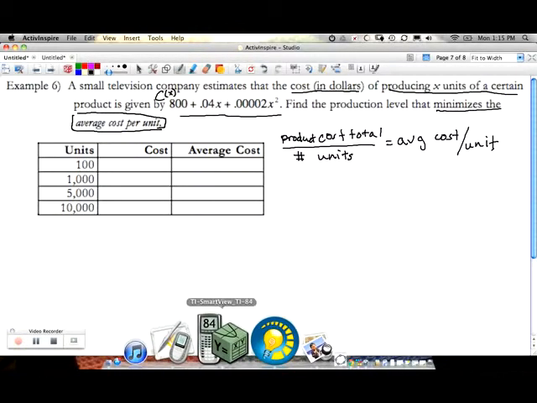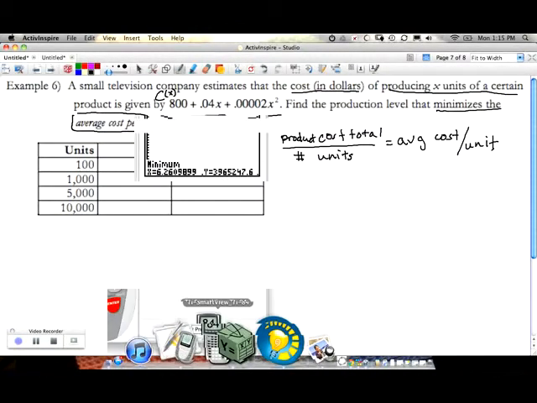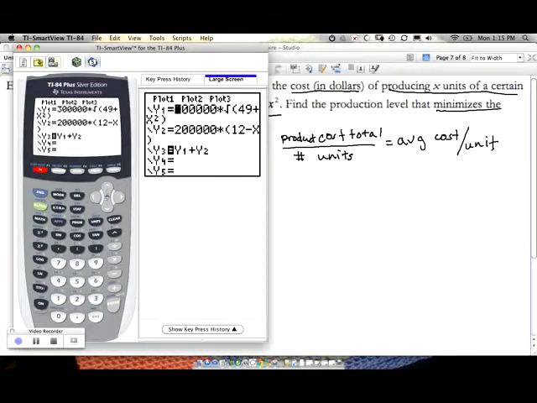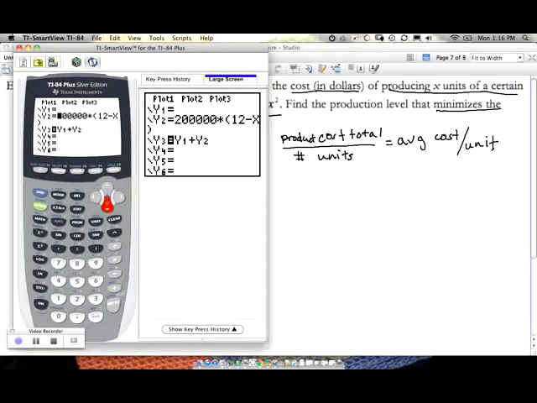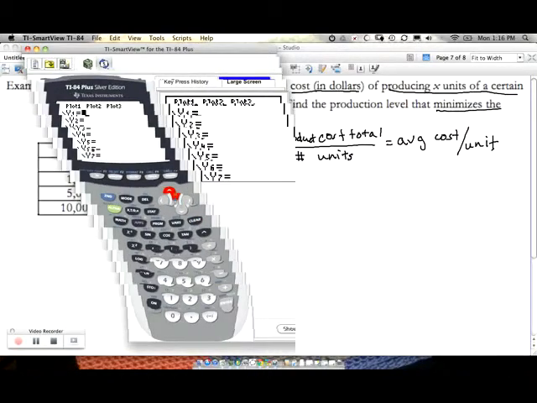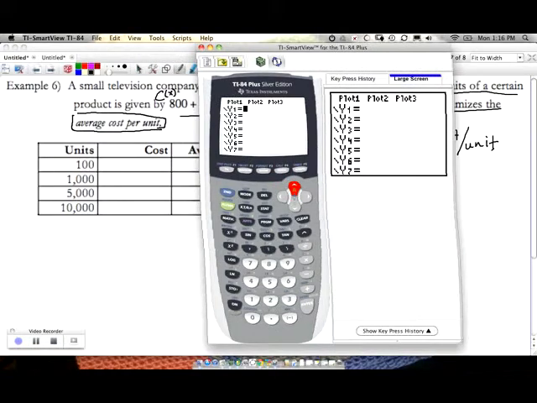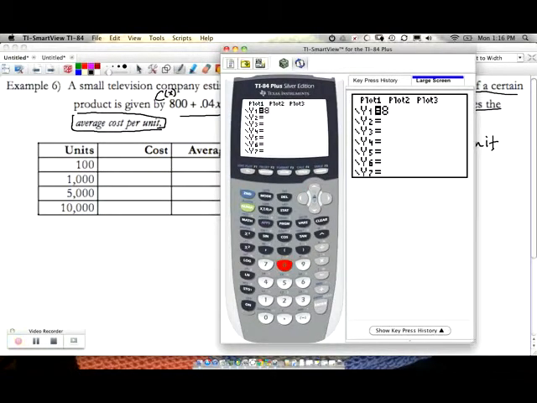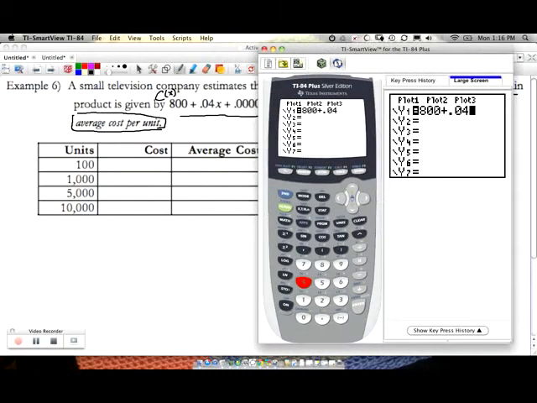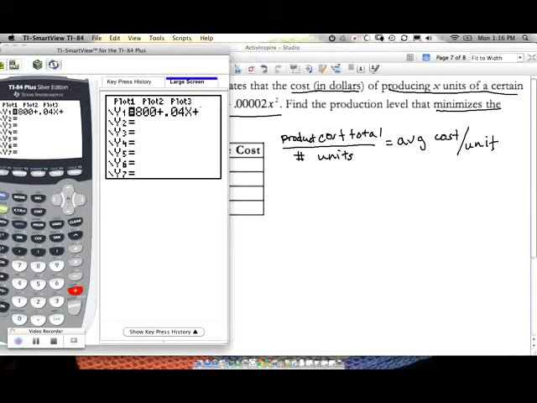So I'm going to go ahead and clear this, and clear this next one. So we're looking at the cost is going to be 800 plus 0.04 times X plus 0.00002 times X squared.